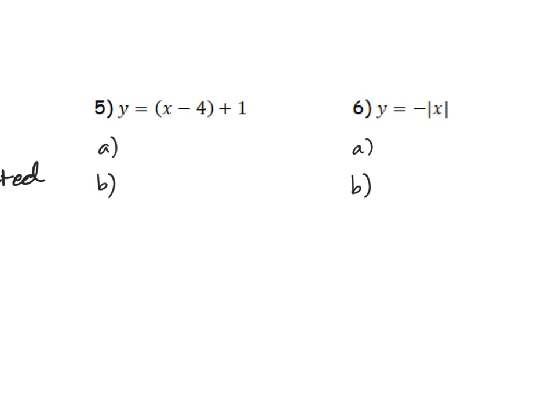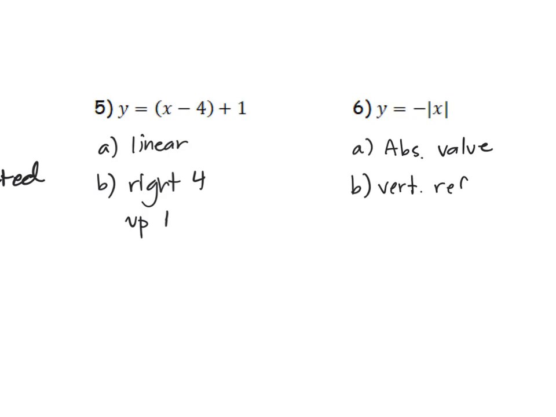Okay, so hopefully you paused the video and tried this on your own. I'm just going to put the answers on so you can check if you did them correctly. So the first one is linear. It is right 4 and up 1. The second one is absolute value. It is vertically reflected, and there are actually no other shifts for this one.